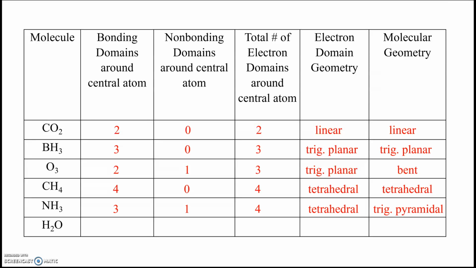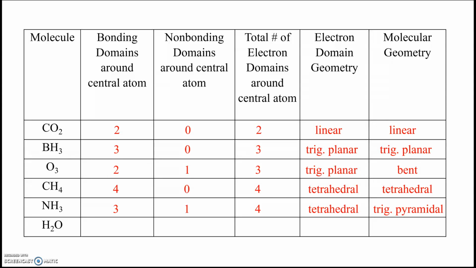Ammonia. We have 3 bonding domains where nitrogen bonds to each of the 3 hydrogens, but 1 non-bonding pair. That gives us a total of 4 electron domains. And because it's 4, the electron domain geometry is tetrahedral. But because one of these domains is a pair of non-bonding electrons, the electron repulsion that this pair exerts on all the other bonding orbitals pushes this down, and this becomes a trigonal pyramidal shape. It's just a 3-sided pyramid.